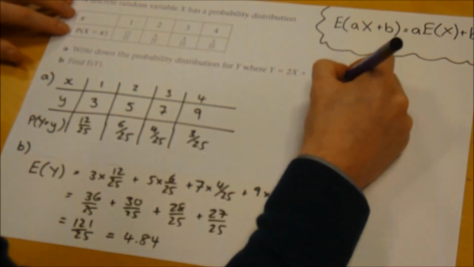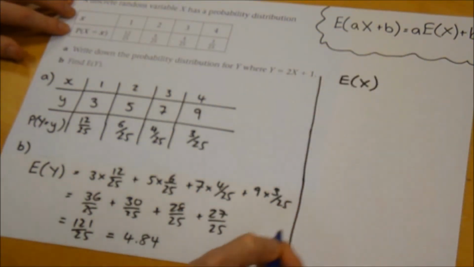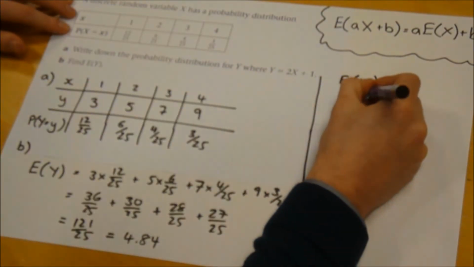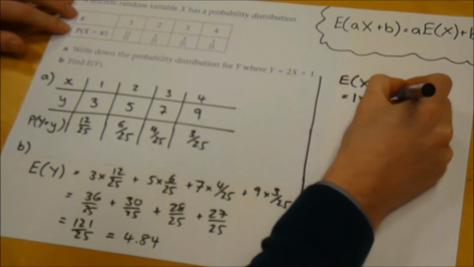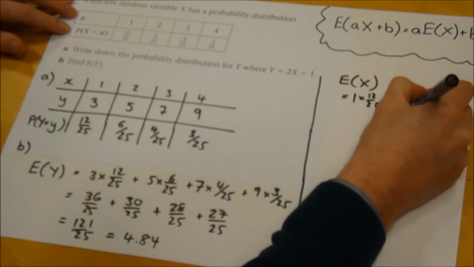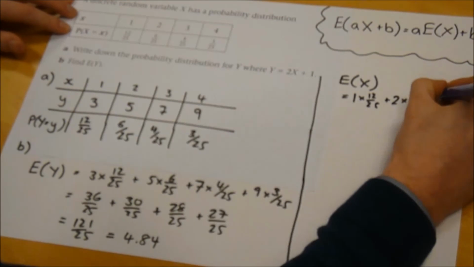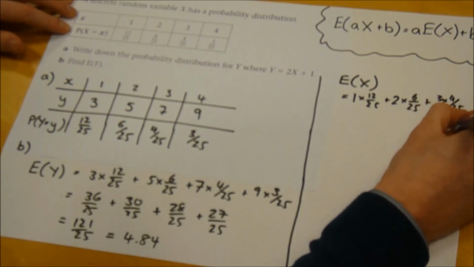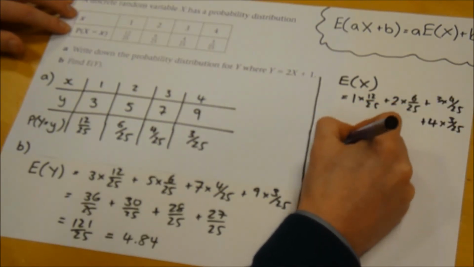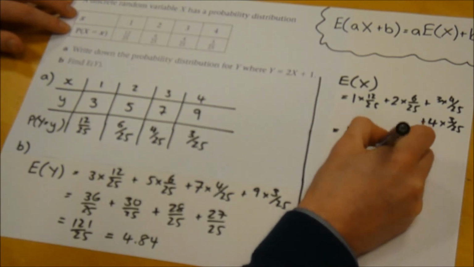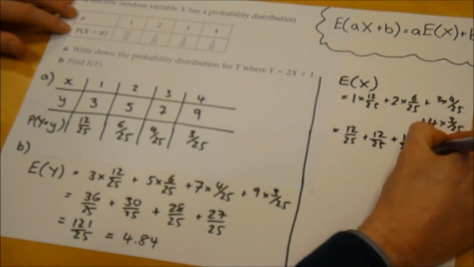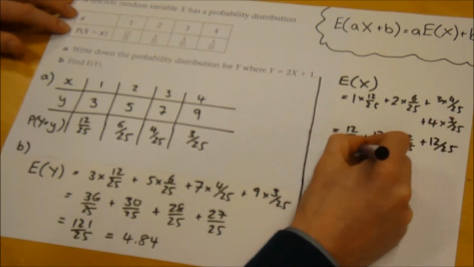So the expected value of x would be 1 times 12 over 25 plus 2 times 6 over 25 plus 3 times 4 over 25 plus 4 times 3 over 25, which is 12 over 25 plus 12 over 25 plus 12 over 25 plus 12 over 25, which comes to 48 over 25.